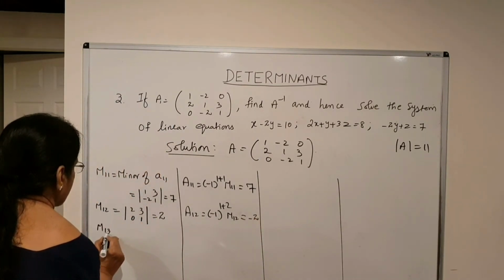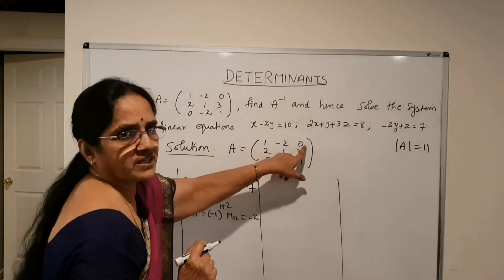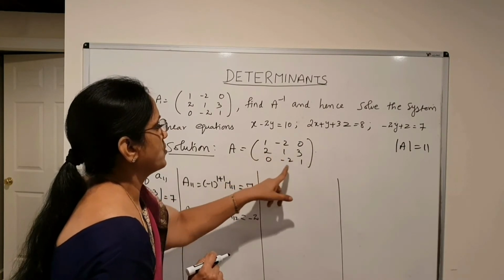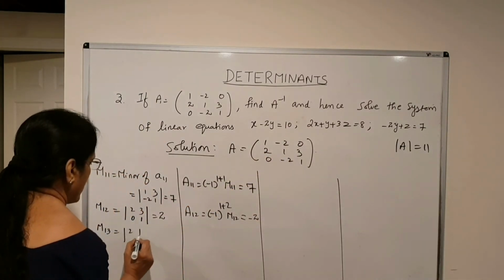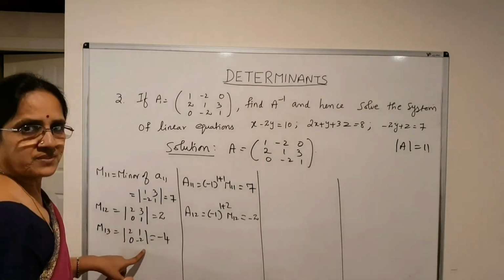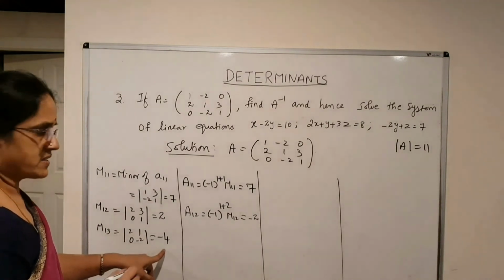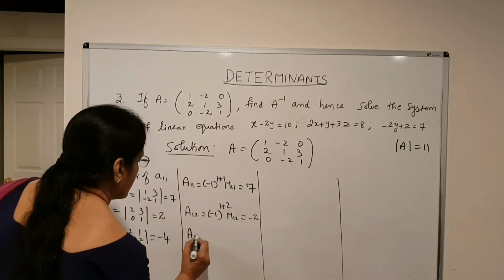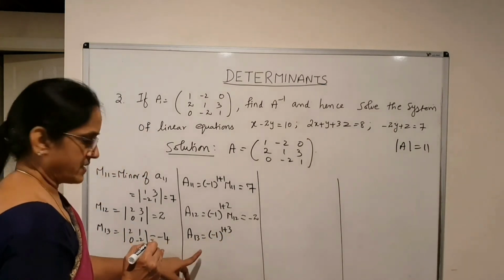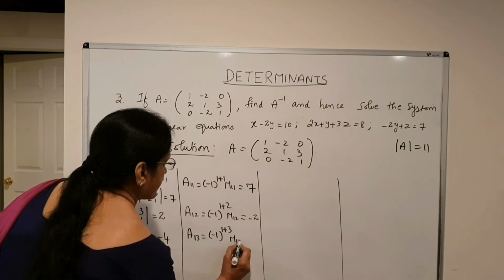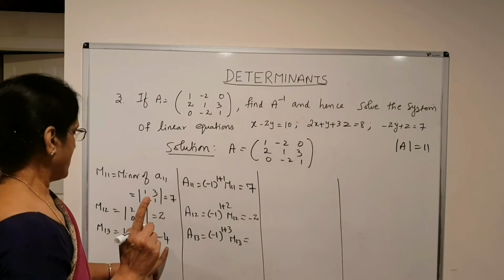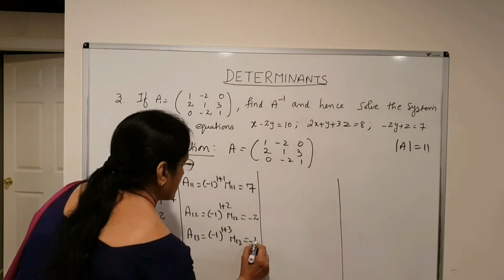M13 is the minor of the element 0 over here. So leaving the first row and the third column, I have 2, 1, 0, minus 2, which is going to be minus 4, the product of these two. Next one is minus 0, I am not writing it. So corresponding A13 will be minus 1 to the power 1 plus 3, because i is 1, j is 3, into M13. Minus 1 to the power 4 is 1 and M13 is minus 4. So I get here minus 4.